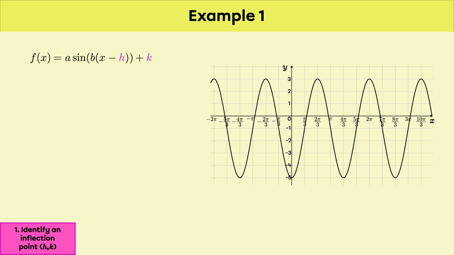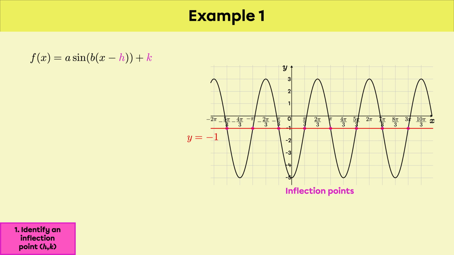Since the maximum is 3 and the minimum is -5, the horizontal line through the middle is y equals -1. Its equation can be obtained by adding the maximum value 3 to the minimum value of -5, then dividing by 2. We're essentially calculating the mean between the two. The inflection points are now much easier to locate.